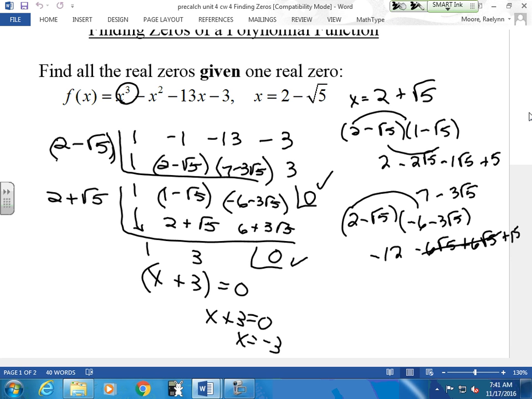Okay, alternate method. Everybody okay with this so far? You can absolutely do this. When you learn the alternate method, it's just a lot easier. Okay? Ready?